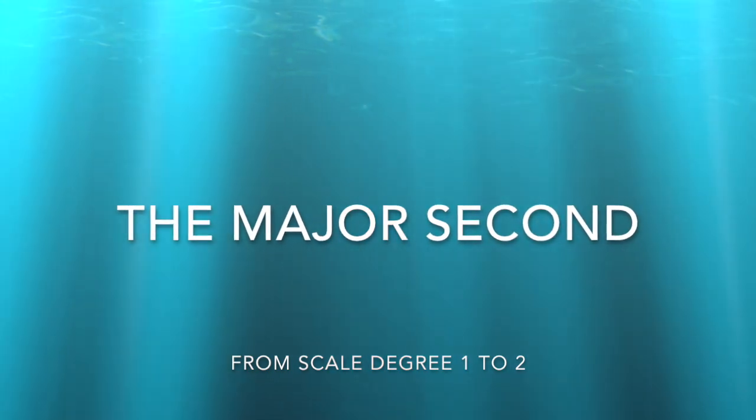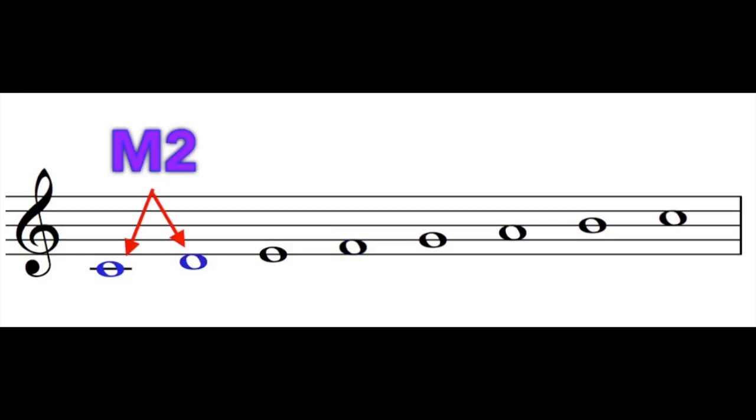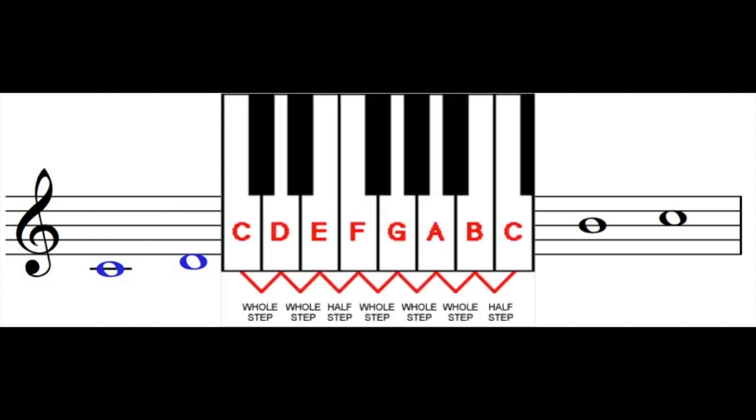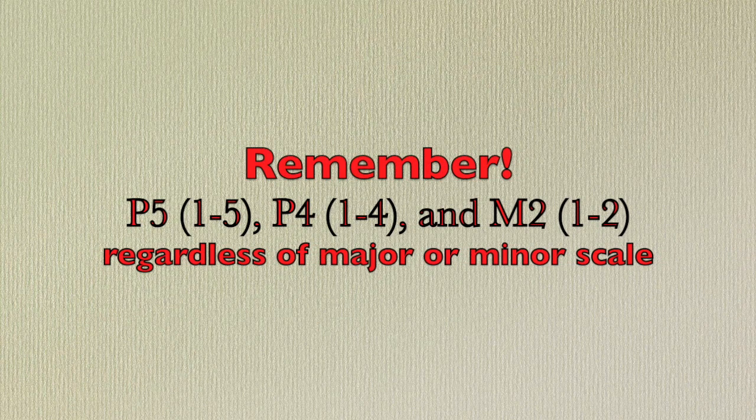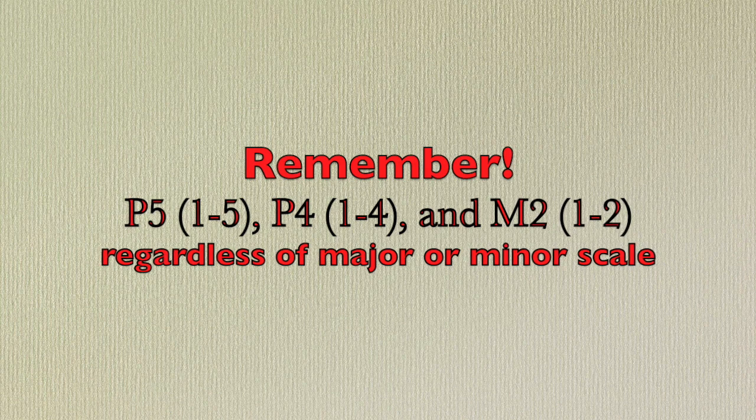Our final unchanging interval is the major second between the first and second scale degree. So between C and D in the C major scale, or C minor scale, we're always going to find a major second. And if you recall, that major second is when two keys on the piano have a key in between them. Okay, so when you're building major or minor scales, regardless of what key you're in, you're going to be building a perfect fifth, a perfect fourth, and a major second between the first and fifth, fourth, and second scale degree.